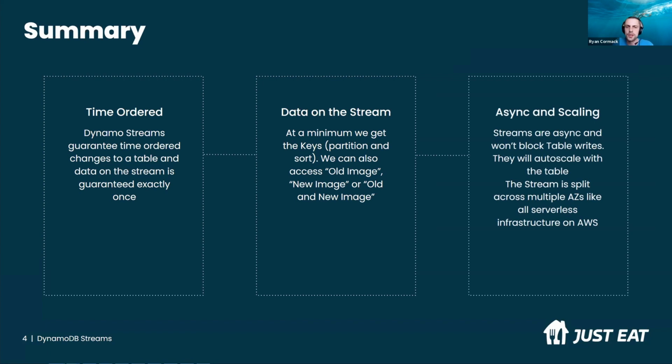And finally, the streams are totally asynchronous from the actual DynamoDB table itself, and they can scale independently of each other. So if you have a large amount of writes happening on your Dynamo table, that doesn't impact the performance of the stream. Likewise, if you have a lot of reads happening on the stream at that moment, it won't impact the ability of another client or consumer to read or write to the Dynamo table itself. And like all of Amazon's serverless technologies, by default, the stream and DynamoDB table itself are split across multiple availability zones, giving you that really high availability that Amazon can offer you in any given region.